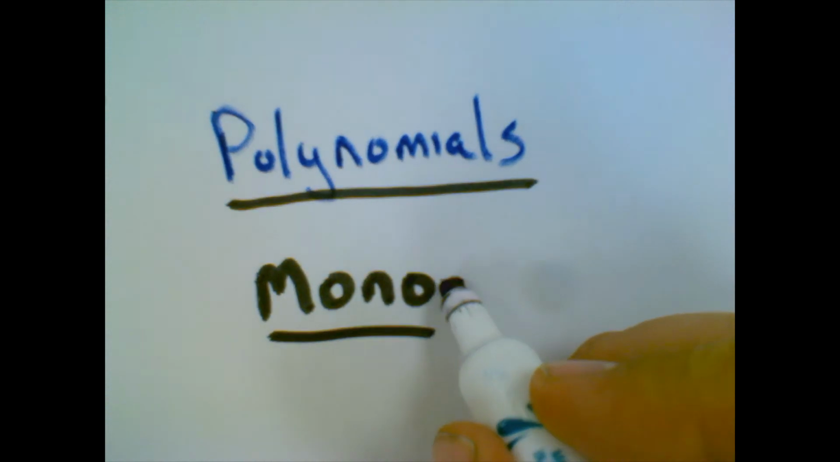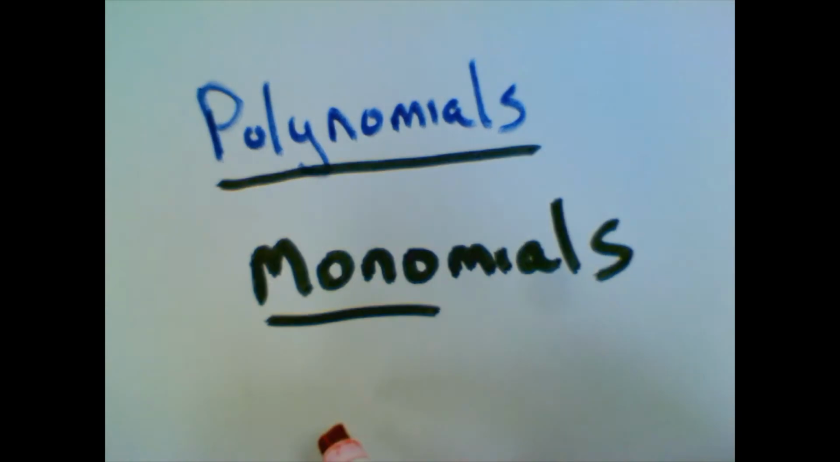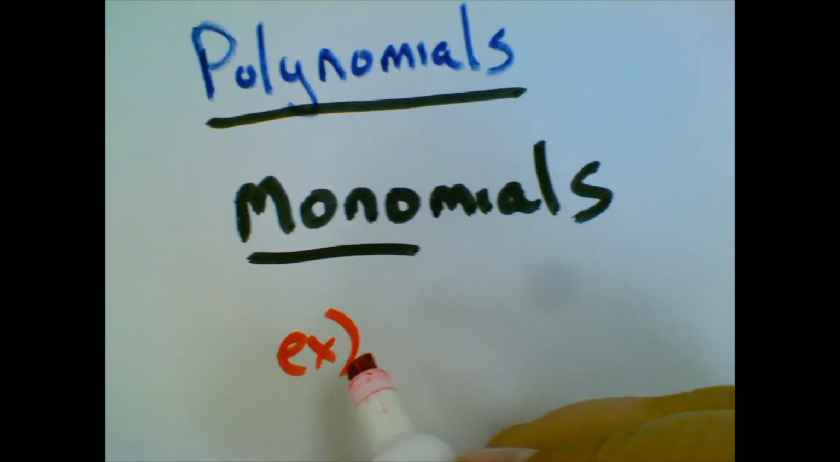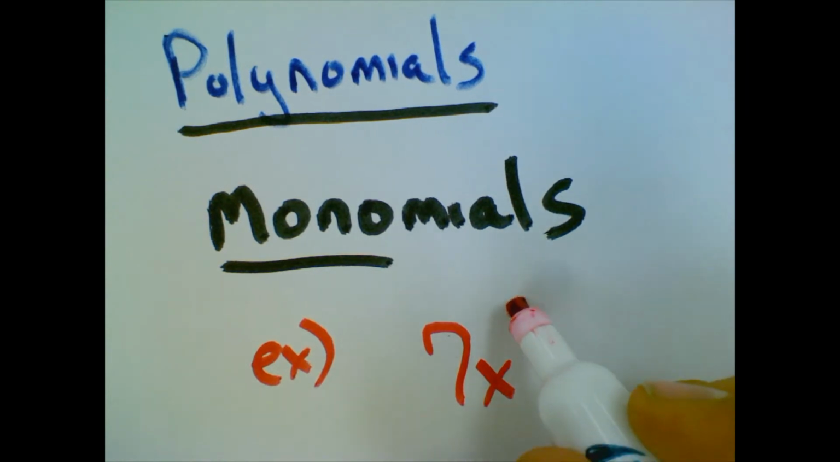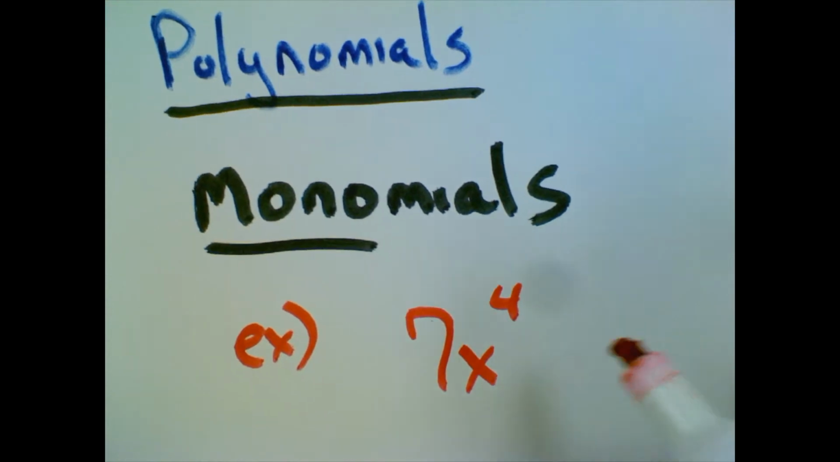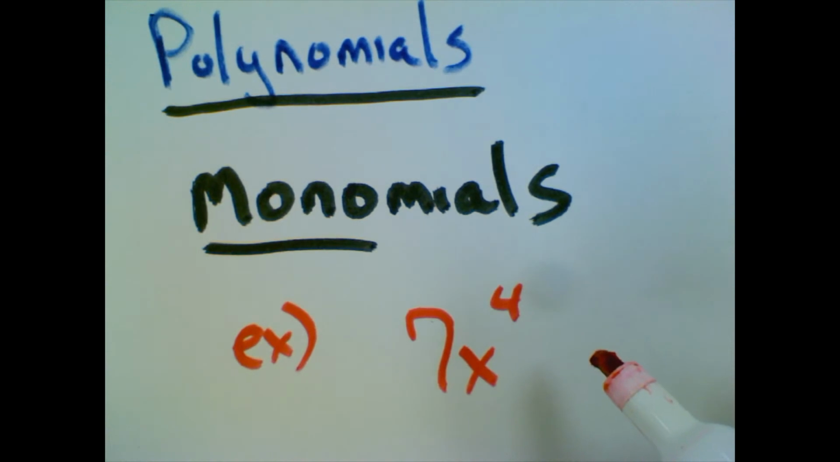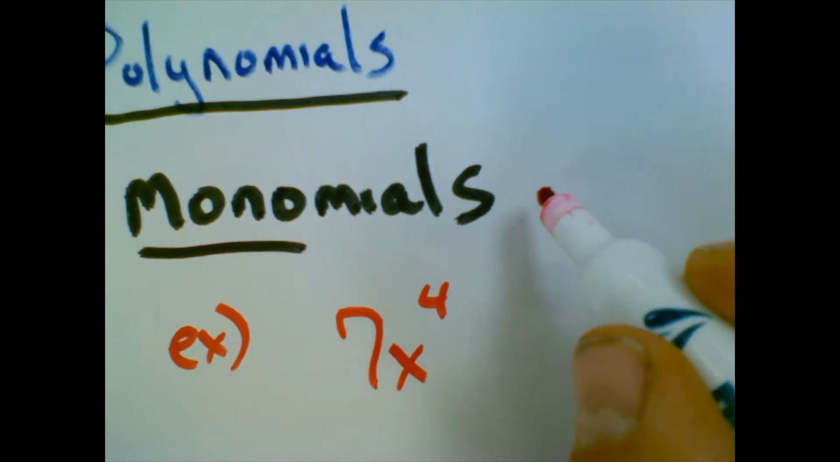Prefix mono means one, right? So this is a one-term polynomial. It's called a monomial. Monomials are made up of, if I give you an example, they could be made up of numbers. So just a constant by itself is a monomial. You could have an x with it, a variable. So 7x would be a monomial. You could raise it to a power. So 7x to the fourth is a monomial. The only thing that's missing from monomials are adding and subtracting signs. Okay? So monomials are one term.